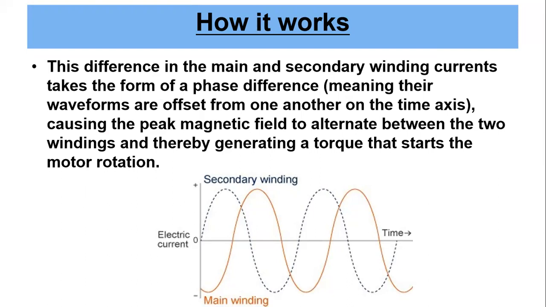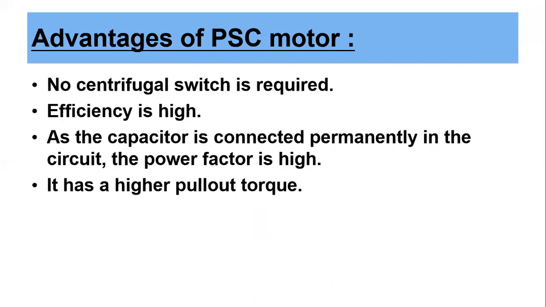Here we can see the graph, the axis. On one axis we have taken time, and here the main winding, and you can see the secondary winding. And now here are the advantages of the PSC motor: no centrifugal switch is required. Efficiency is high as the capacitor is connected permanently. The circuit power factor is high. It has a higher pull out torque.